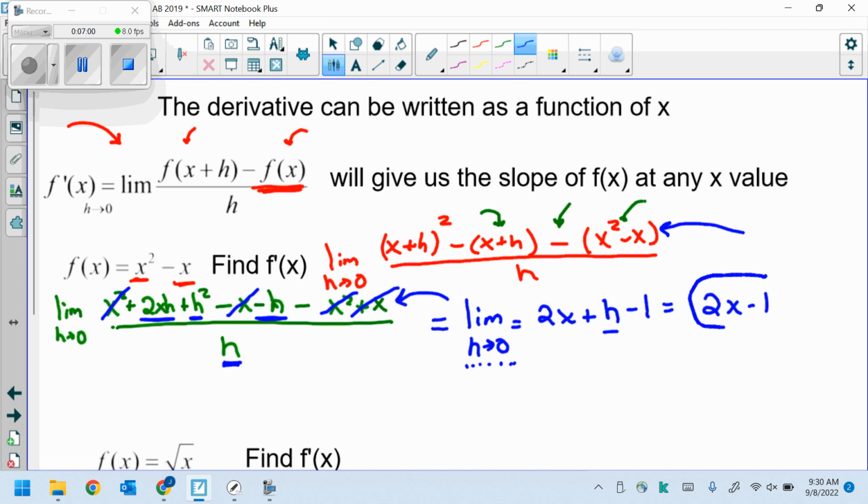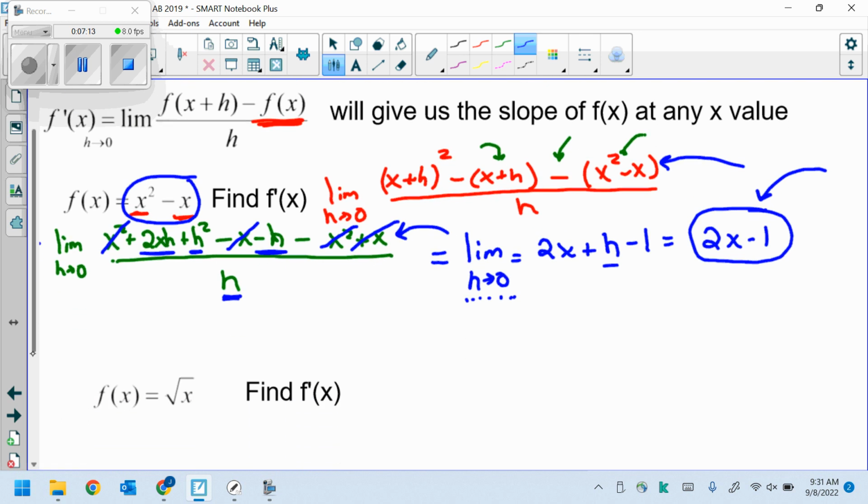Don't lose track of that. We're going to use this later on. We've just found the derivative of x squared minus x. And this is that derivative. We're going to use that later on. Okay, what about this next guy?